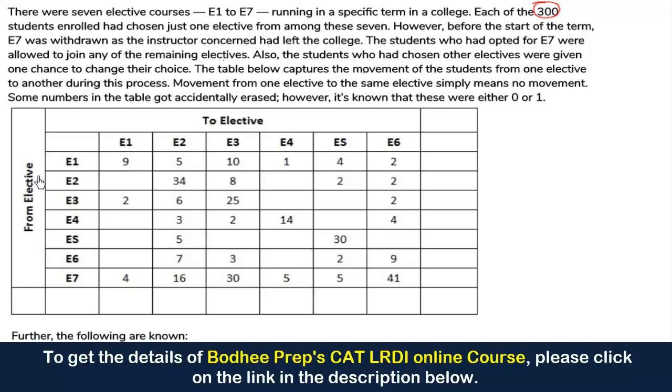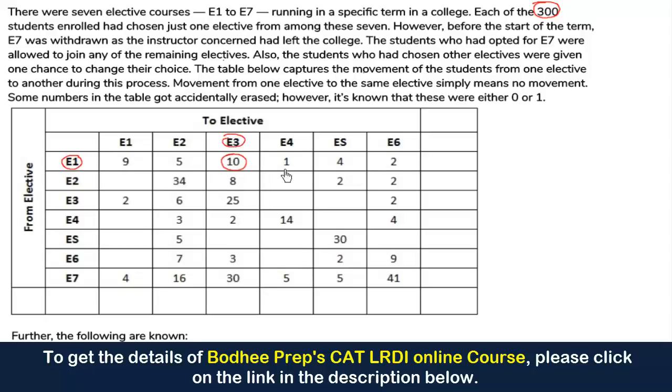So it says from elective to elective. Here we can see that in the very first column, the electives are E1, E2, E3, E4, E5, E6 and E7. And in the rows, it says E1, E2, E3, E4, E5 and E6. So let us understand this table, because the understanding of the table is very, very important. For example, if I take this particular number 10, what is this number 10? This number 10 means the number of students who earlier took E1 as their elective and later on changed to E3, right?